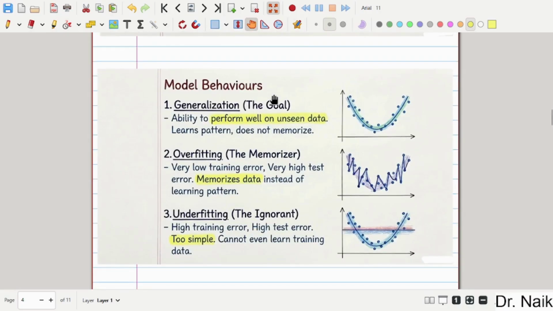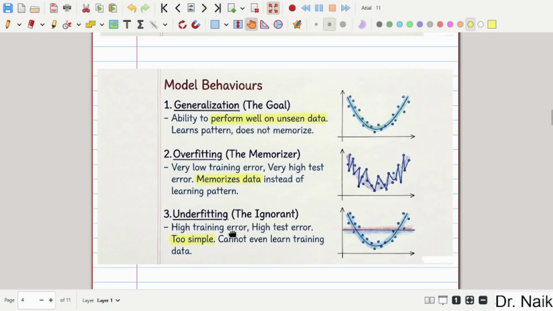Finally, let's understand the two common problems in machine learning: overfitting and underfitting. An overfitting model memorizes the training data. As a result, training error is very low and test error is high. It performs well during training, but it performs poorly on new data.